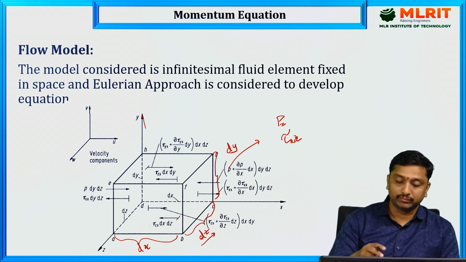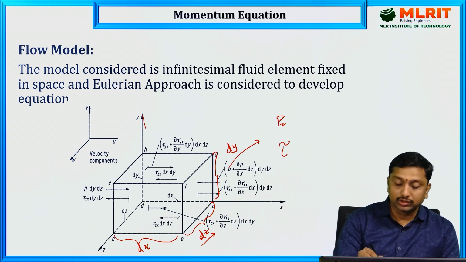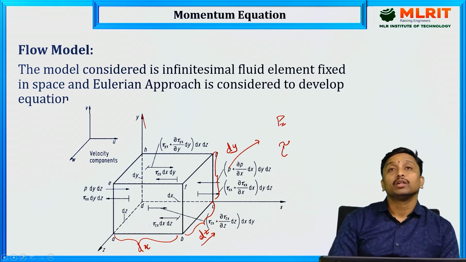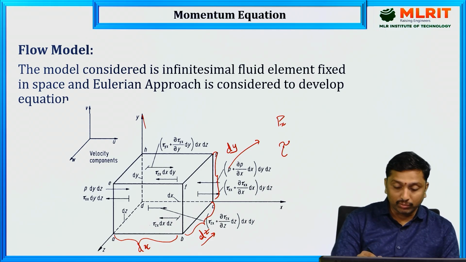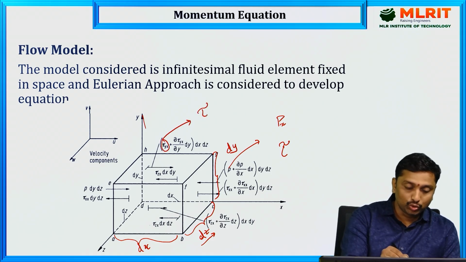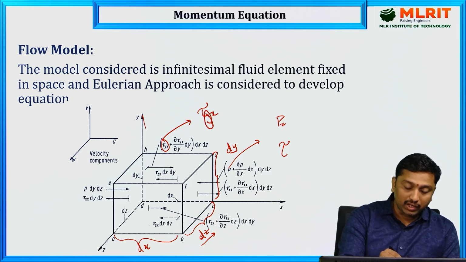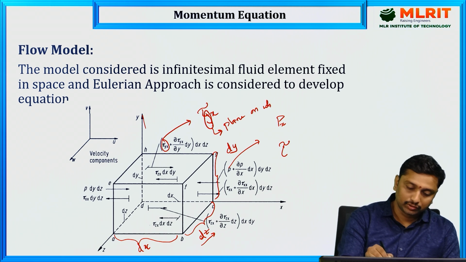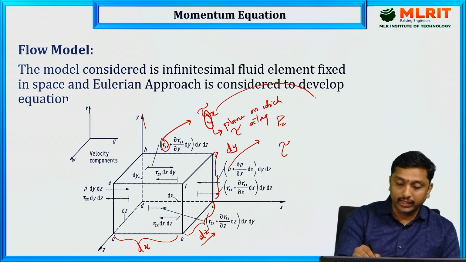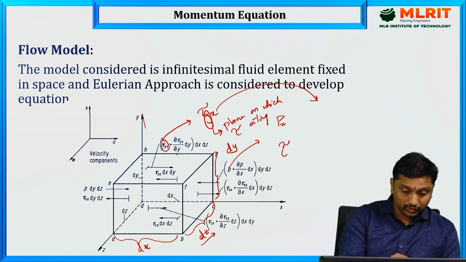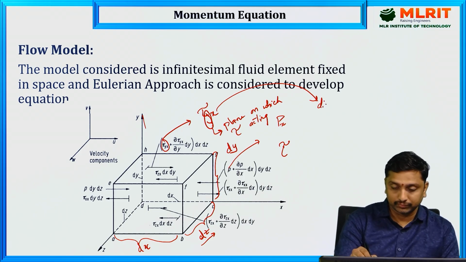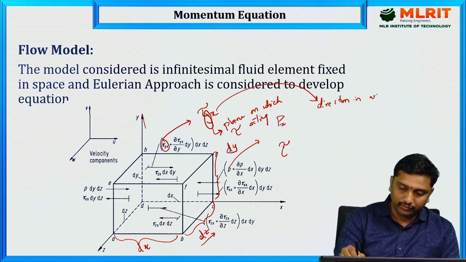on the x equals constant plane. The representation of tau is very important because it gives the direction and the plane on which it is acting. If you observe, tau has two components, y and x. The first part, y, indicates the plane on which the shear is acting, and the second, x, represents the direction in which the shear is acting.